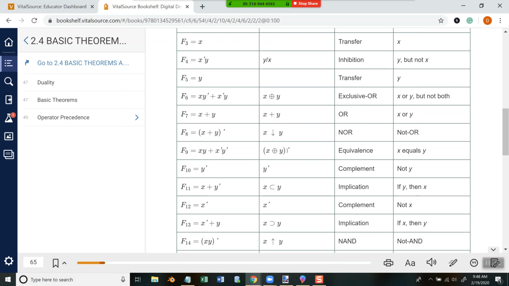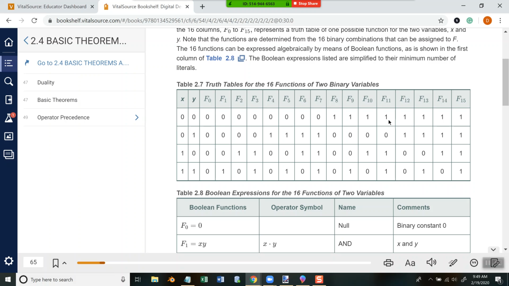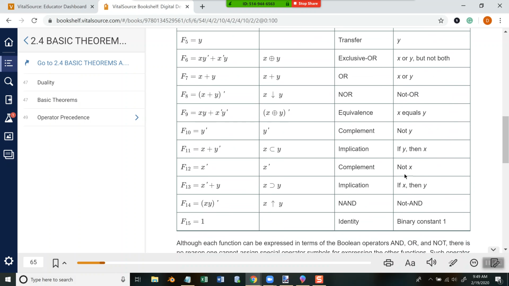The equivalence, you see the notation here. We take our exclusive OR up here, and we take the prime of it. So this is where X equals Y. So that's where both are 0 or both are 1. Then it gives you 1. Otherwise, it gives you 0. Complement is opposite. Implication. If Y then X. If X then Y. Not sure if I see a pattern on that one. But anyway, you see the truth table up there.